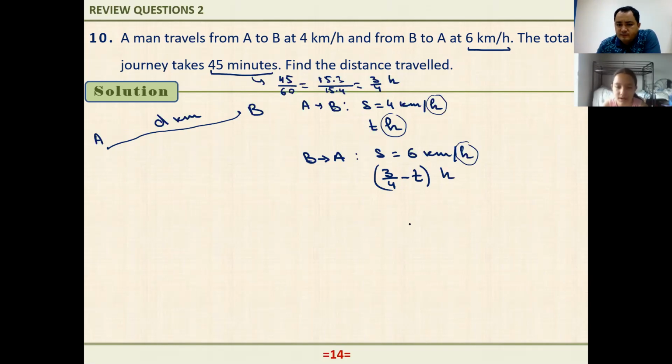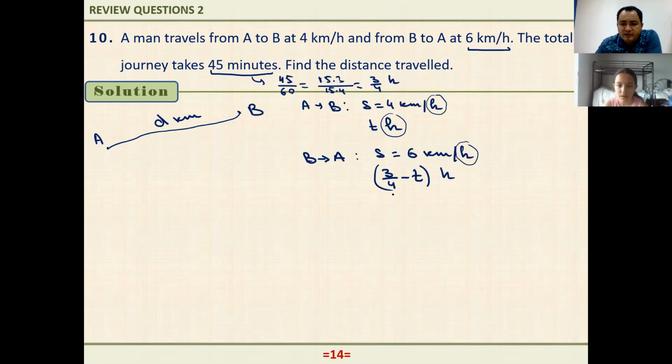Oh, yeah. And once again, this is a really important point. If you cannot write this, we cannot solve this problem. Because altogether, I have 3 over 4 hours, right? T hours we have already used up to travel from A to B, right? So now how many hours left? Altogether, I had this much, and this was already gone. We used this to travel from A to B. So how much left? 3 over 4 minus T.